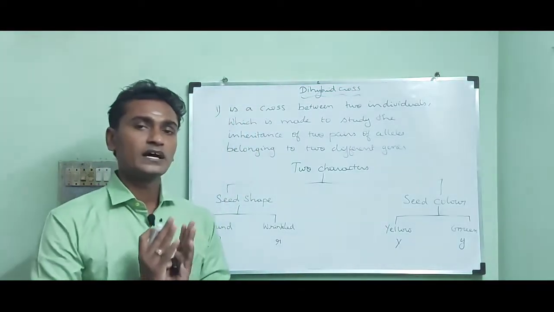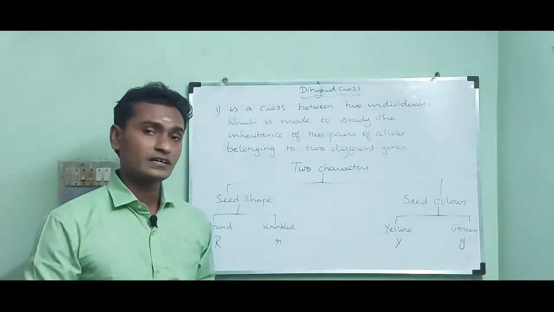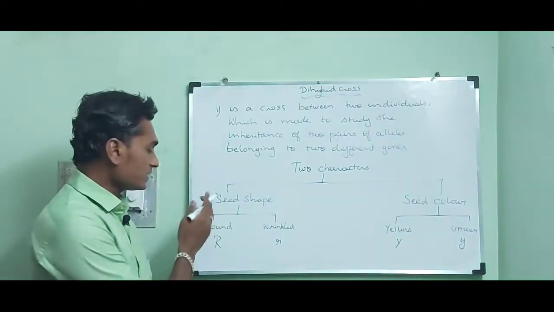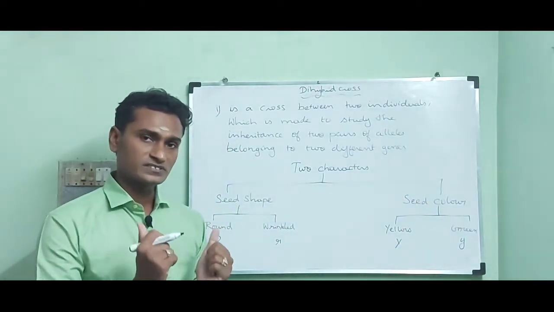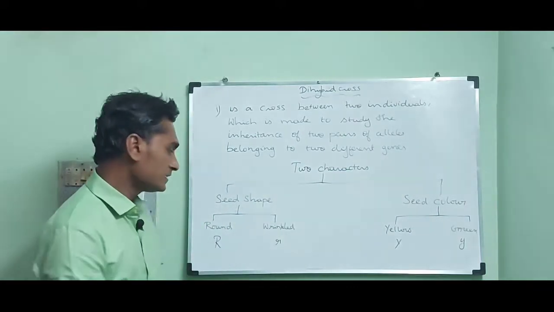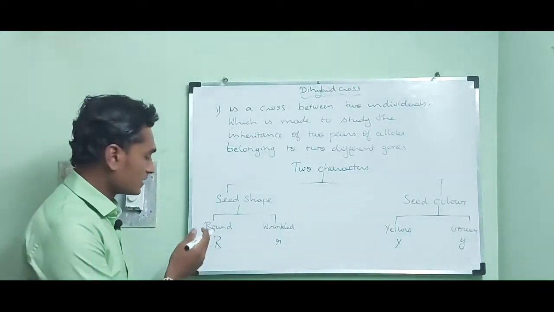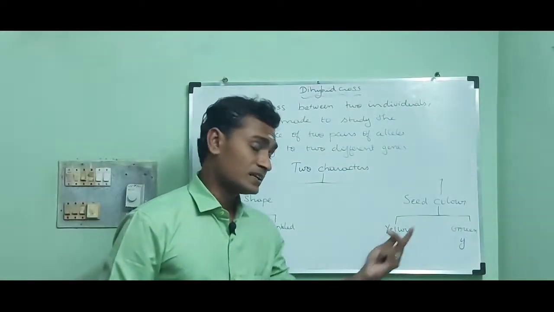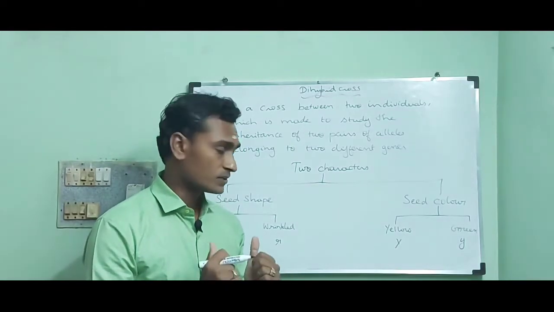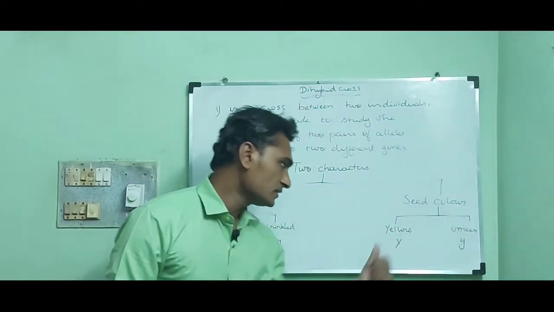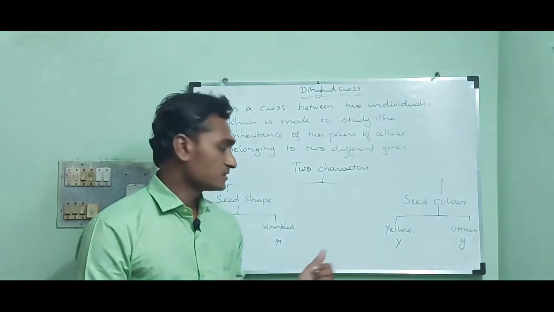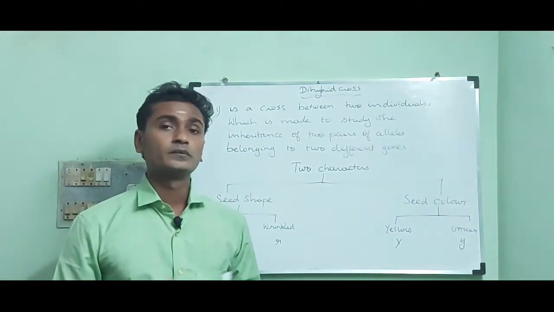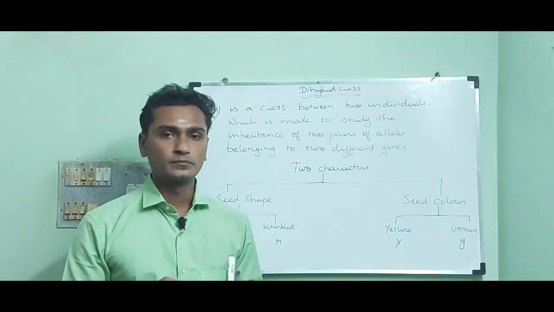So Mendel chose two characters for dihybrid cross: seed shape and seed color. In seed shape, we have two possibilities of traits, round and wrinkled, represented by the alleles capital R and small r respectively. In seed color also we have two possibilities, yellow and green, represented by alleles capital Y and small y. Now I am going to figure out the dihybrid cross.